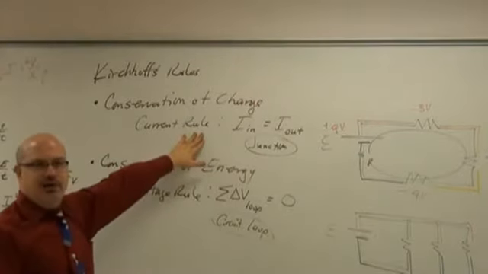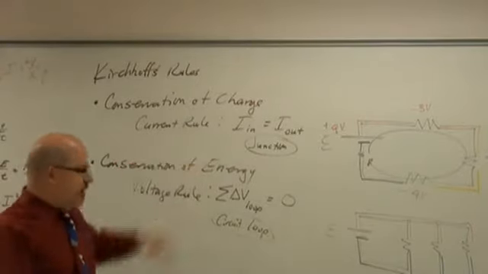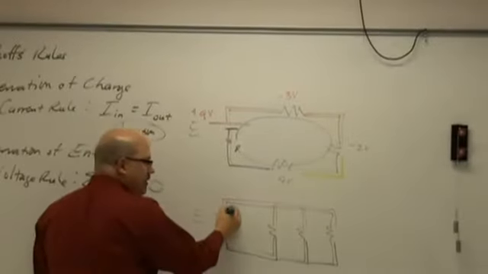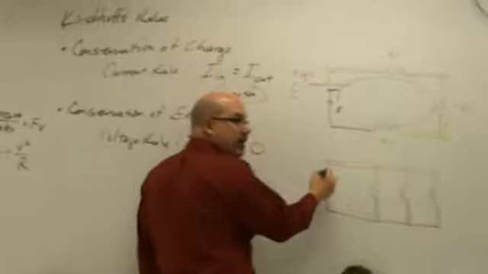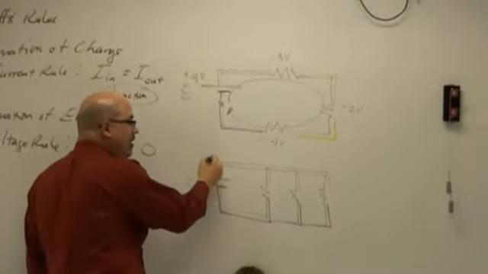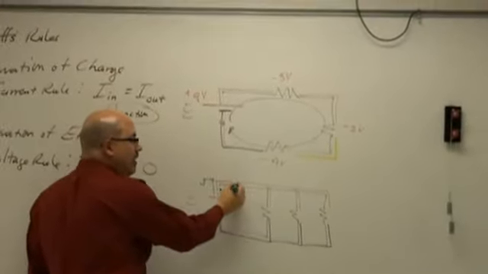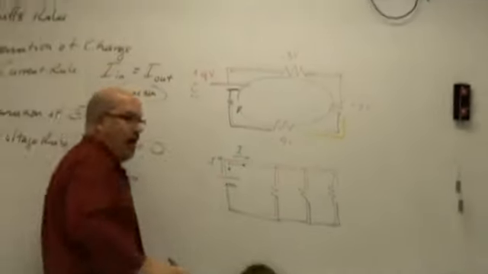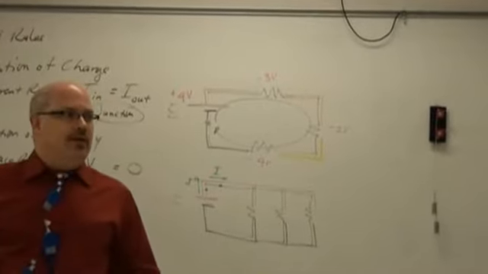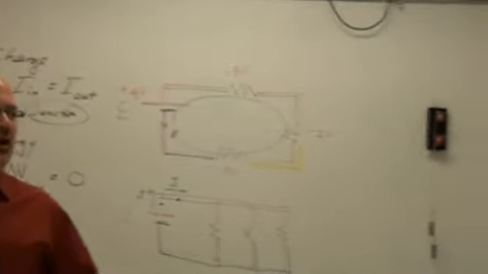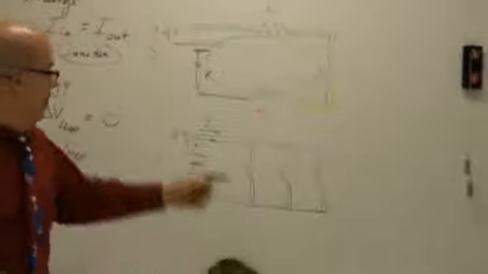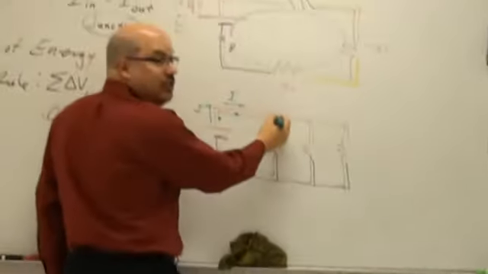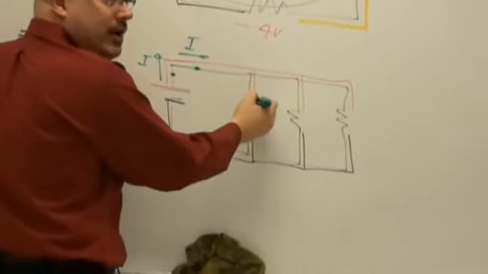Alright, this one's easier to understand. The current rule is real simple. Current is a physical thing. So you get current going this way. Well, how does the current here compare to the current here? Why? Because it's got nowhere else to go, right? It's got to go through this wire to here. But then when it gets to here, it's got a choice, right? It can go this way or this way.